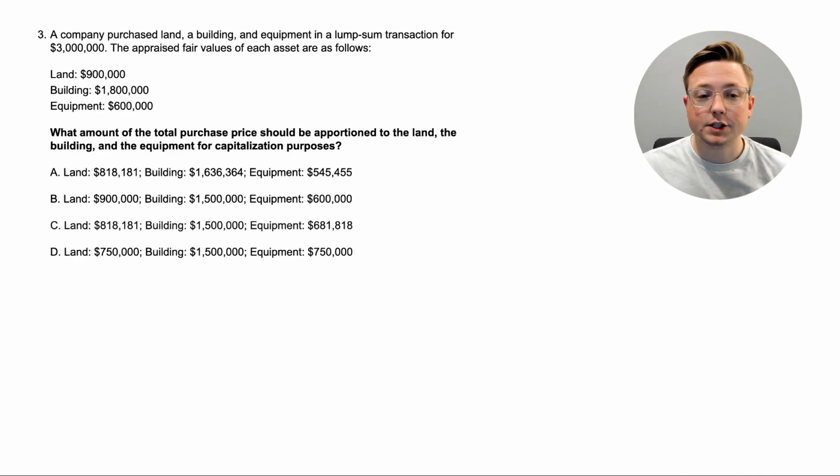All right, here we are at question 3. What amount of the total purchase price should be apportioned to the land, the building, and the equipment for capitalization purposes? Okay, apportionment, we haven't talked about that yet. Let's go up to the top here. A company purchased land, a building, and equipment in a lump sum transaction for $3 million. The appraised fair values of each asset are as follows: land, $900,000, building, $1,800,000, equipment, $600,000.